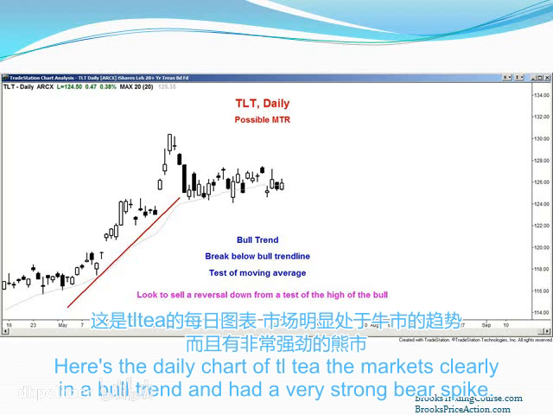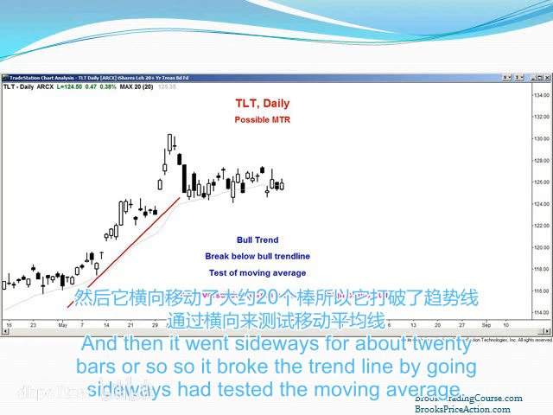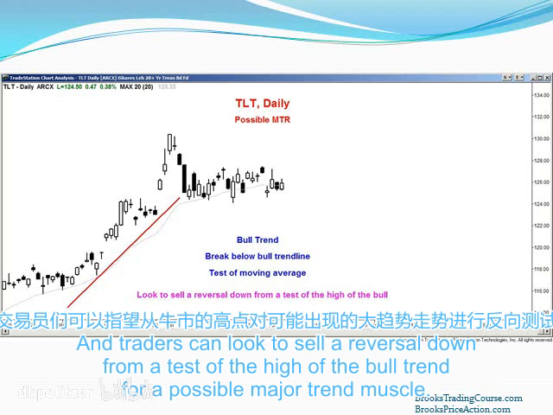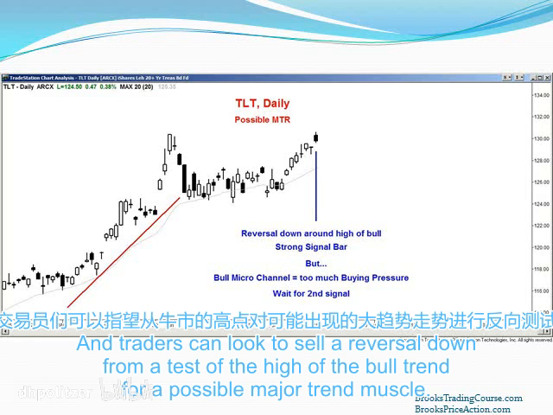Here's the daily chart of TLT. The market's clearly in a bull trend and had a very strong bear spike, and then it went sideways for about 20 bars or so. So it broke the trend line by going sideways. It tested the moving average, and traders can look to sell a reversal down from a test of the high of the bull trend for a possible major trend reversal.